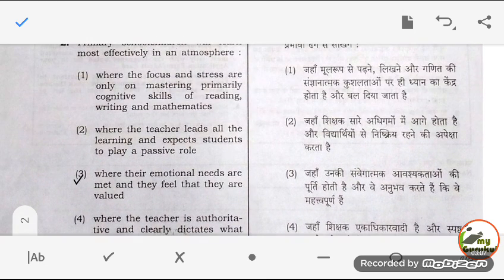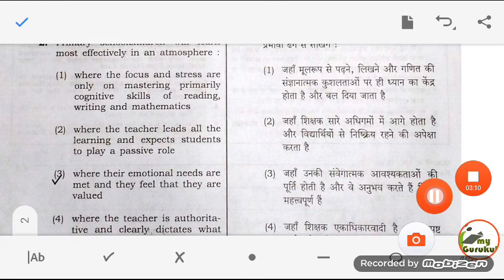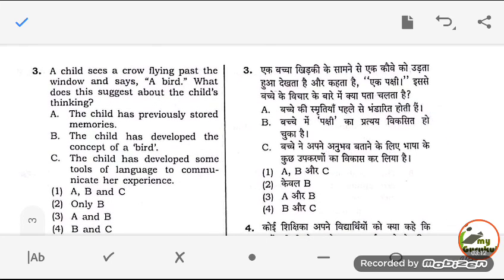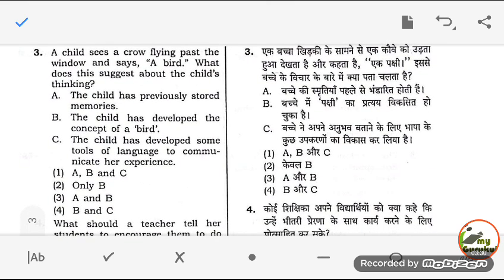Next, question number 3. A child sees a crow flying past the window and says it is a bird. What does this suggest about the child's thinking? A. The child has previously stored memories. B. The child has developed the concept of a bird. C. The child has developed some tools of language to communicate her experiences. So, this one.